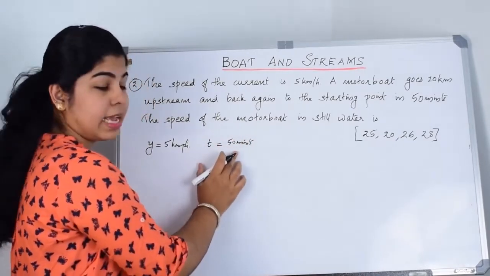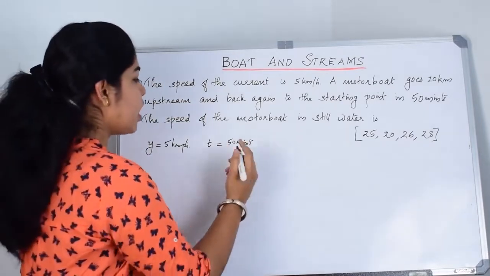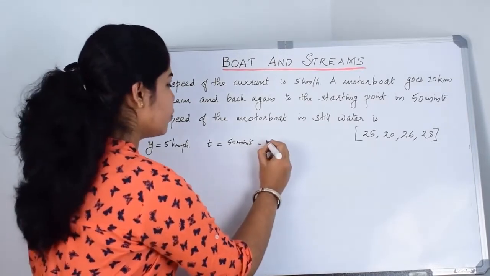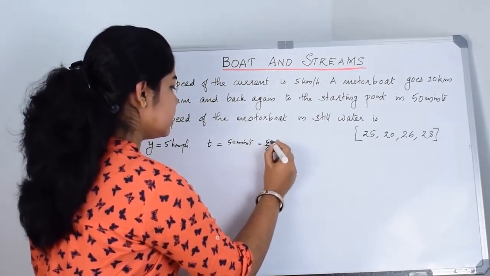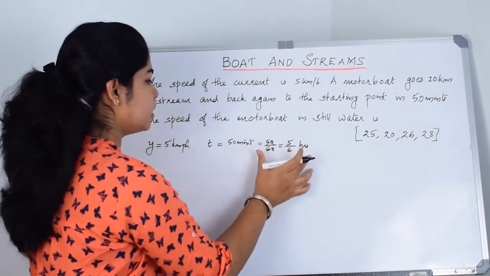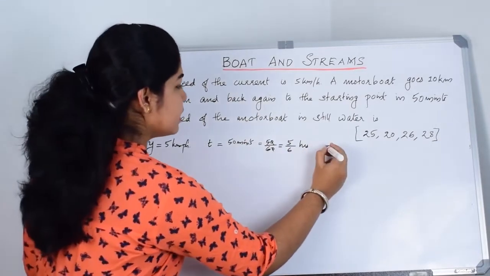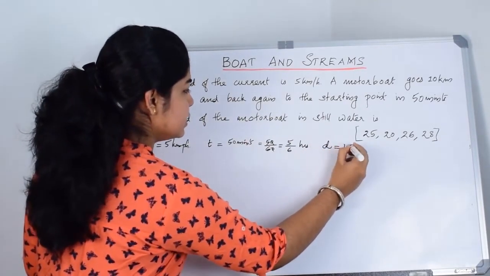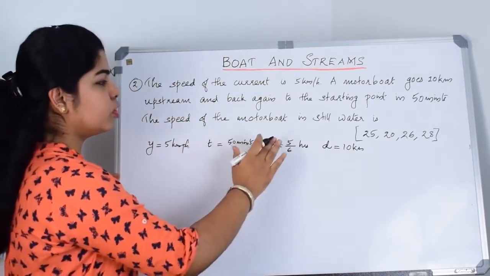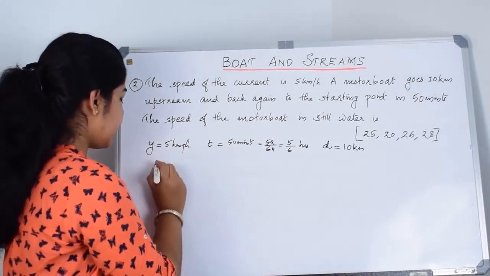Since the time is given in minutes, we need to convert it to hours. So how can we convert minutes to hours? By dividing it by 60. So 50 by 60 is 5 by 6. So 5 by 6 hours is the total time taken for this journey. Then the one side distance given as 10 km. So d is 10 km. Now it is asked to find the speed of the motorboat in still water. So here you need to find the value of x.